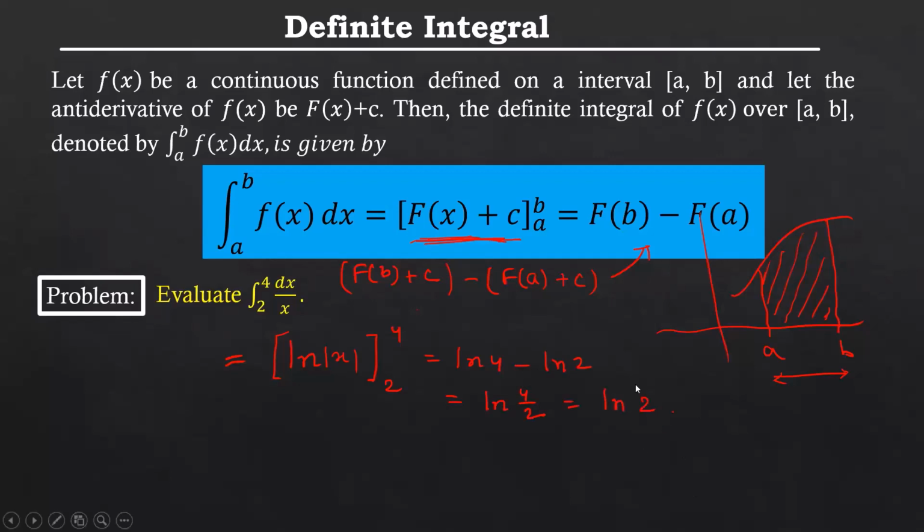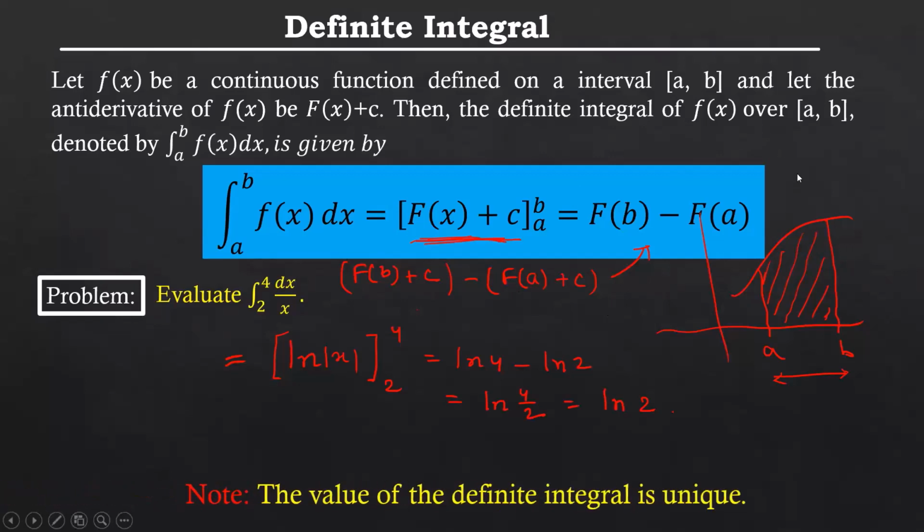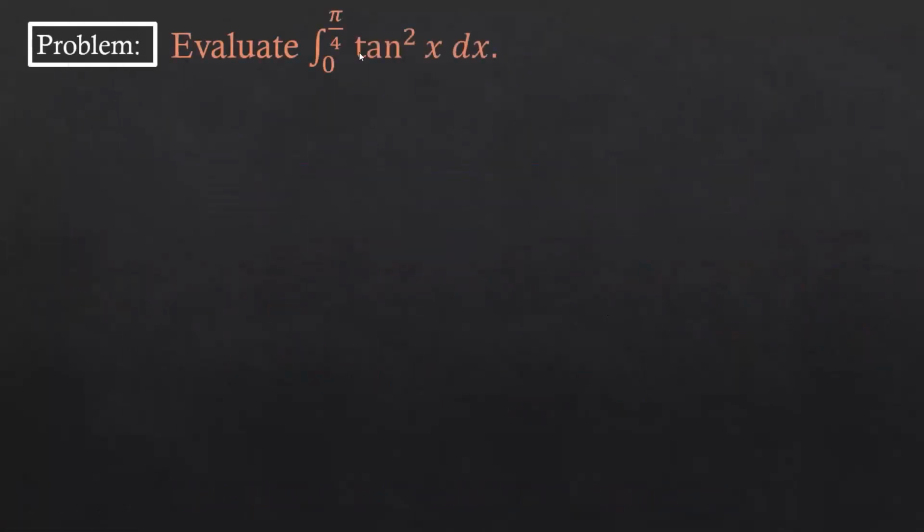One thing you have to remember: in the indefinite integral, there is an integrating constant and it is not unique. But the definite integral is always unique. It will not contain any constant. You can take that as notes. Now you can perform this type of integration again.